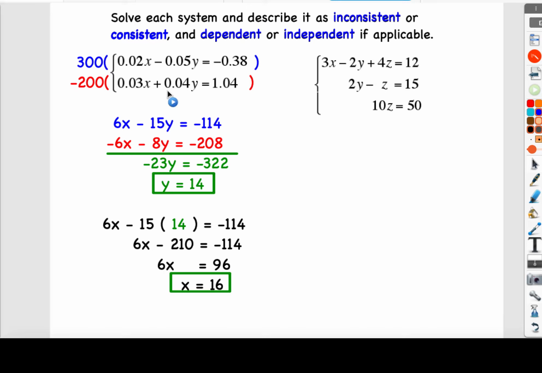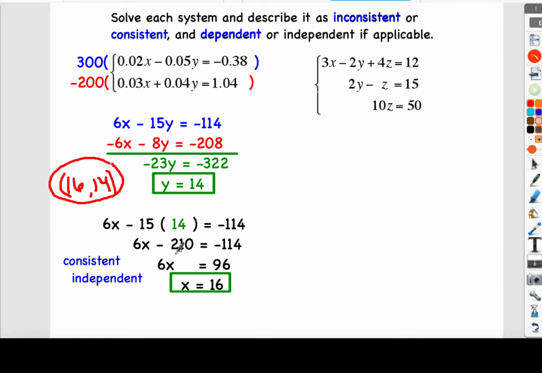Again, this is a consistent system, purely because we got an answer, and it's also an independent system. We got a single answer. Dependent would have meant we'd have multiple solutions, and inconsistent would have meant no solutions at all. But again, we got a single coordinate, right? We got x equals 16, y equals 14, one coordinate, very simply, right? 16, 14, where those two equations, those two lines, would cross on a graph.